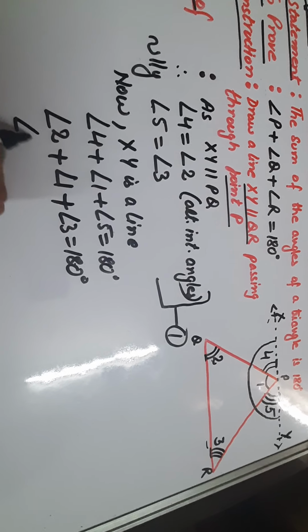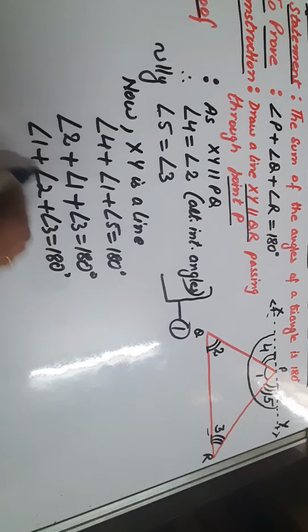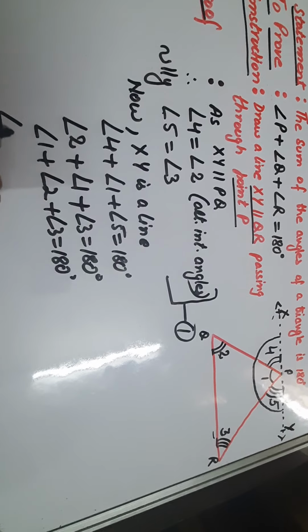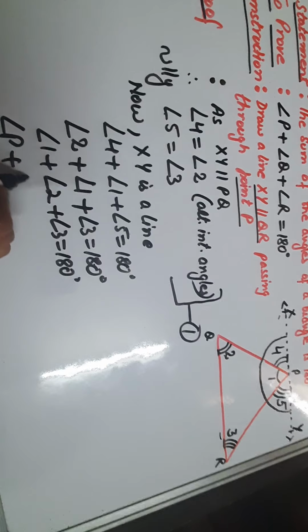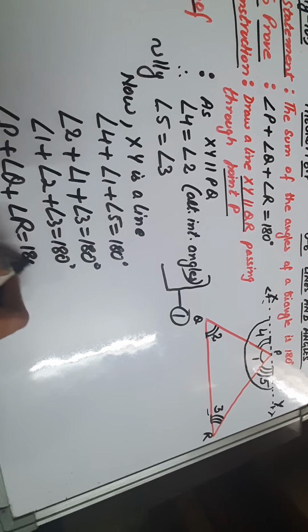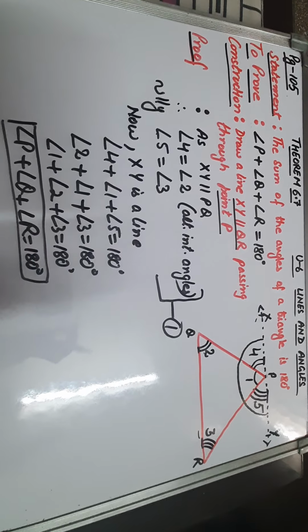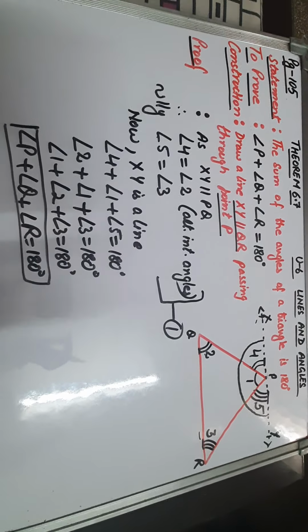So we will write them in a proper order. And now let us see what their names are. Angle 1 is angle P, plus angle 2 is angle Q, plus angle 3 is angle R. So in this way you will get the result of this theorem. I hope the question is clear to you, the theorem is clear to you. In this way you will get the sum of all the three interior angles of a triangle equal to 180 degree.